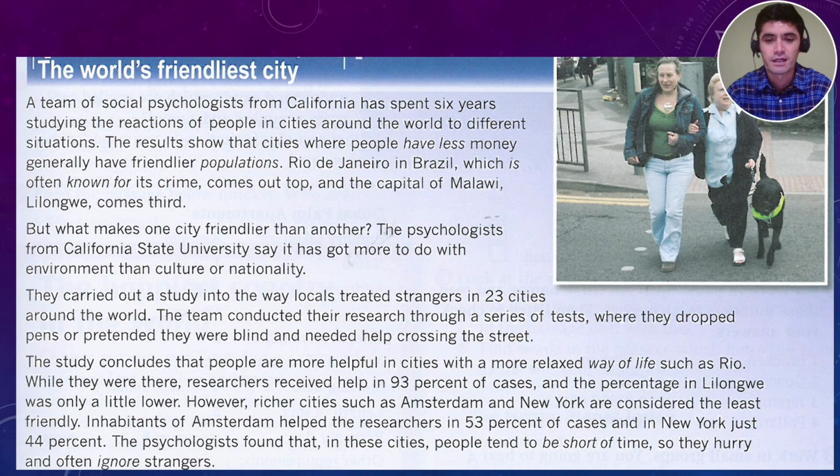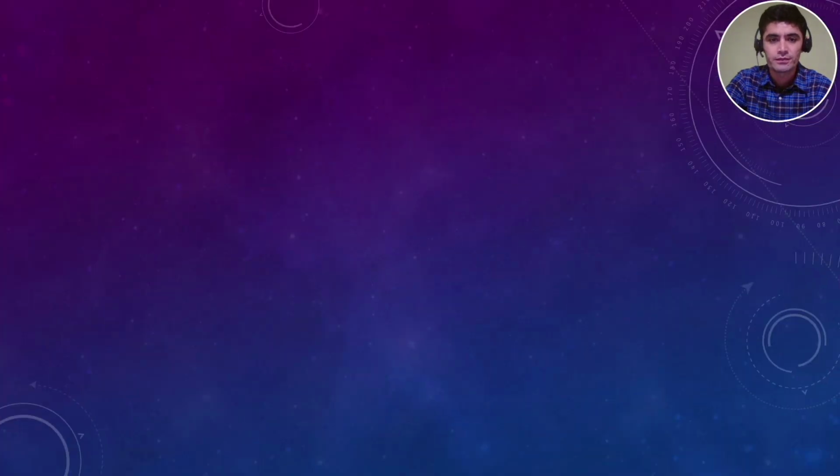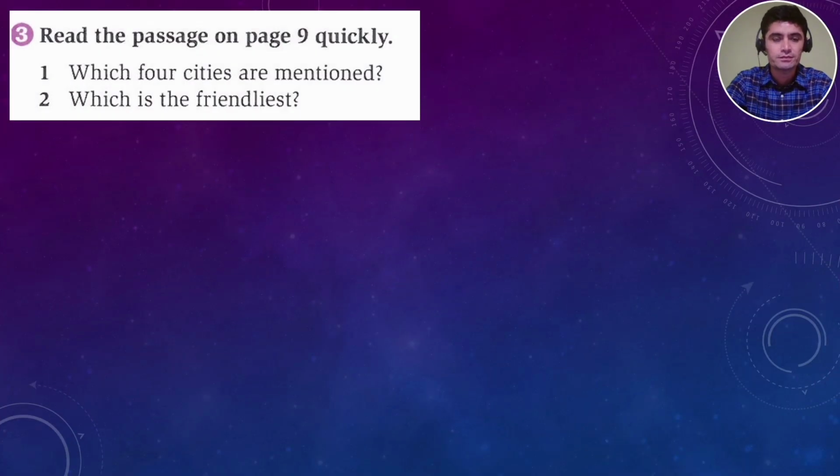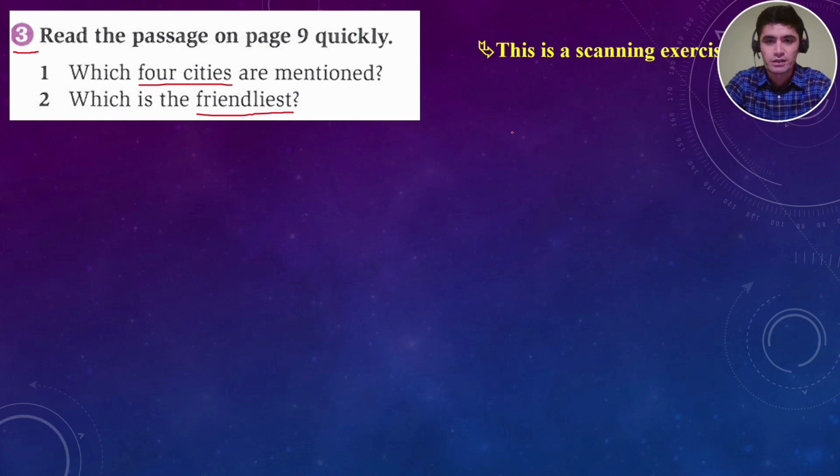Now let's move on and check the questions first. These are the questions. Read the passage on page 9 quickly. Which 4 cities are mentioned? Which is the friendliest? Before we try to find the answers to these questions, let's take a look at this. This is a scanning exercise.